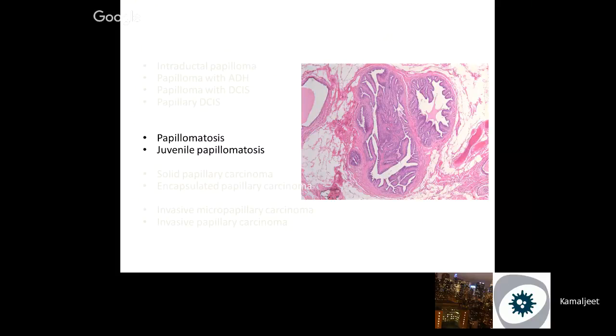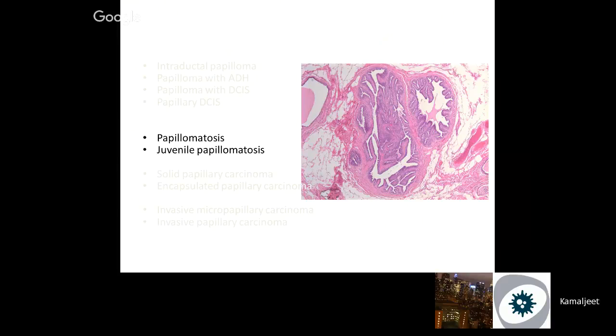What about some benign papillary lesions? Papillomatosis. It's a condition where you have small peripheral papillomas. There's a suggested cutoff of 3 millimeters for a small peripheral papilloma. It can be smaller or slightly larger. When do you call something papillomatosis? When you have multiple small benign papillomas in breast tissue, you can label it as papillomatosis.